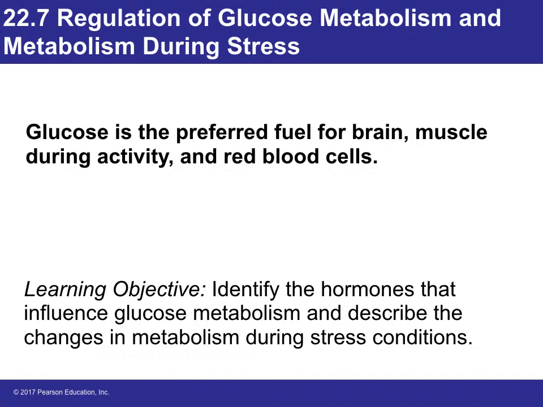Now, glucose is the preferred fuel for the brain, the muscle during activity, and also our red blood cells. So this is very important. We're going to look at how that amount of glucose is going to be regulated through hormones.